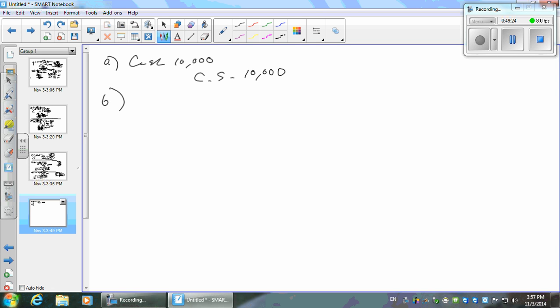Received 12 months rent in advance. What do we get? Cash debit. How much?